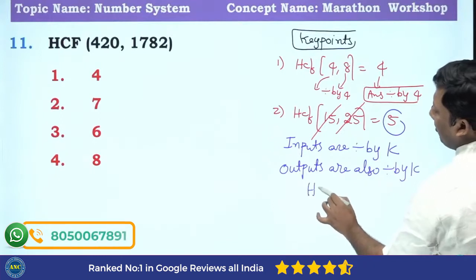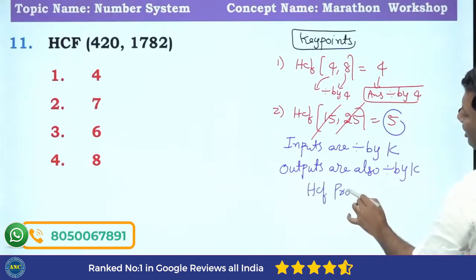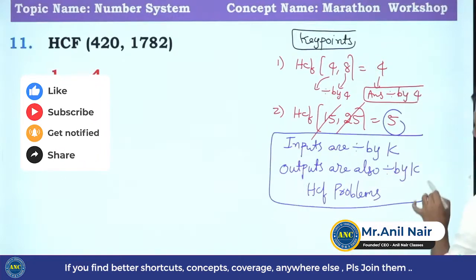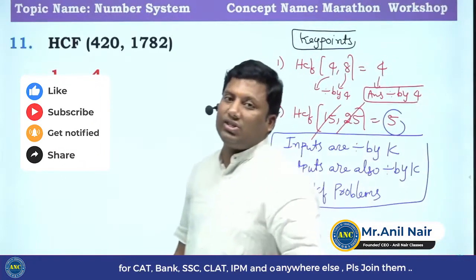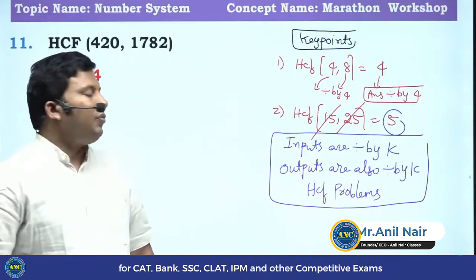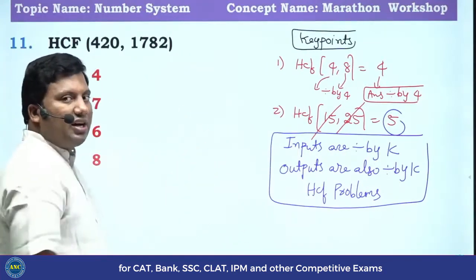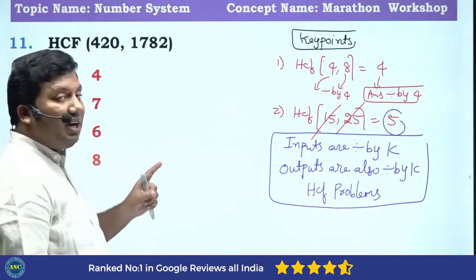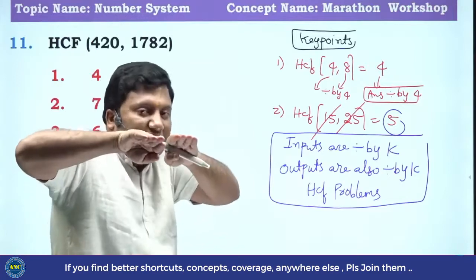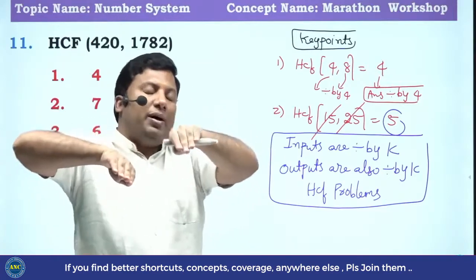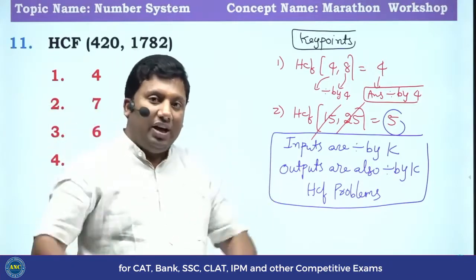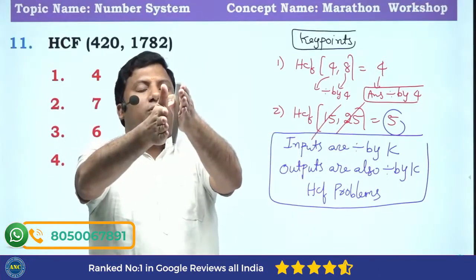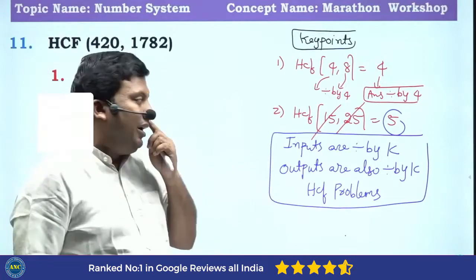In HCF problems, very, very interesting concept. For the next 10-15 minutes, we will try to solve HCF by common sense, not by using any logics. If the inputs are divisible by k, outputs are also divisible by k. HCF of 6 and 9: 6 is divisible by 3, 9 is divisible by 3, so the answer should also be divisible by 3. All the inputs should be divisible by k, then the output will be divisible by k.